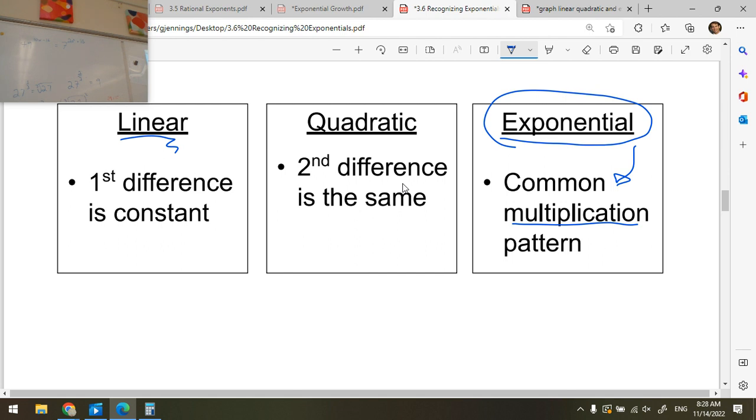2 to the -5 equals 1 over 32. 2 to the -4, 1 over 16, 1 over 8, 1 over 4, 1 over 2. They're just right there. They're all in there. Let's take a look at some tables.